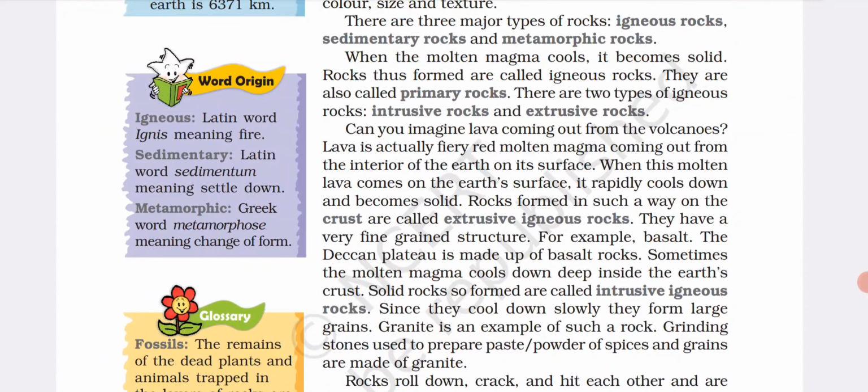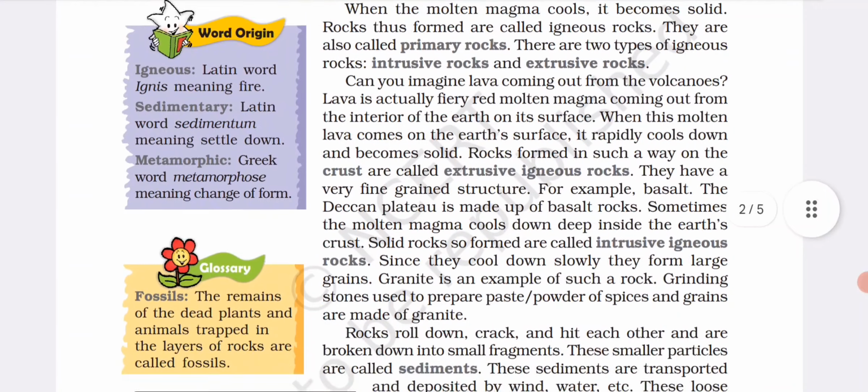Igneous: Latin word ignis, meaning fire. Sedimentary: Latin word sedimentum, meaning settle down. Metamorphic: Greek word metamorphose, meaning change of form.